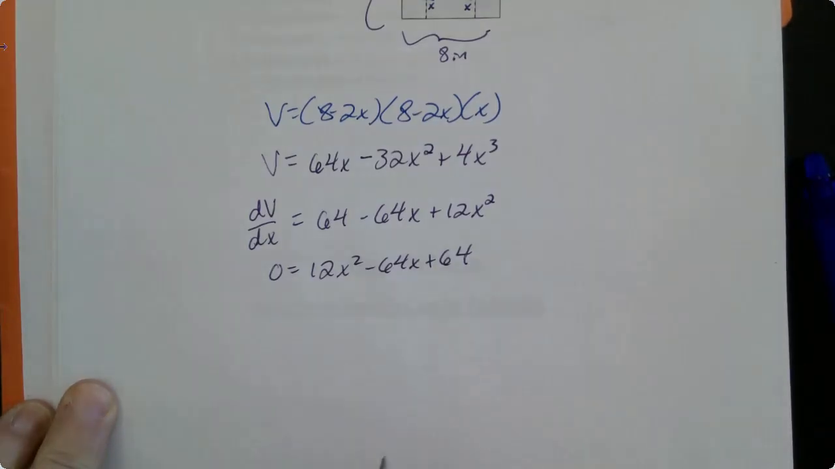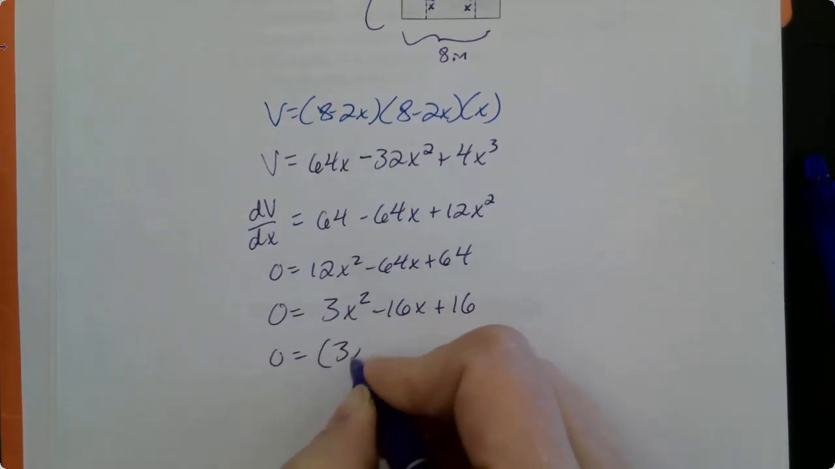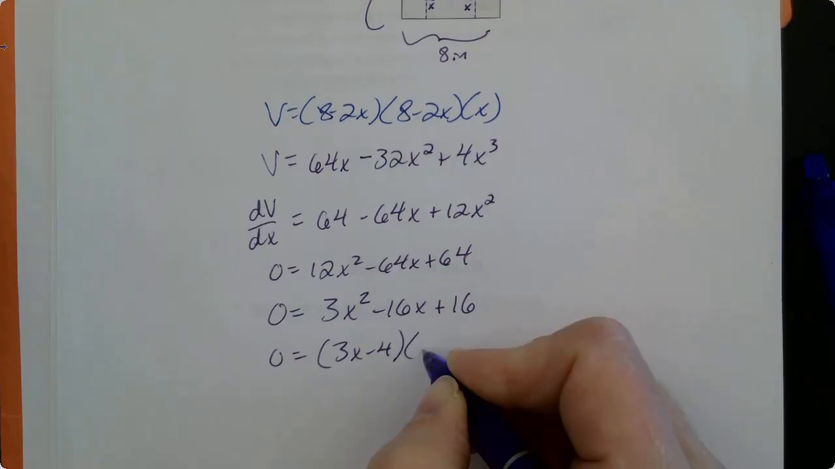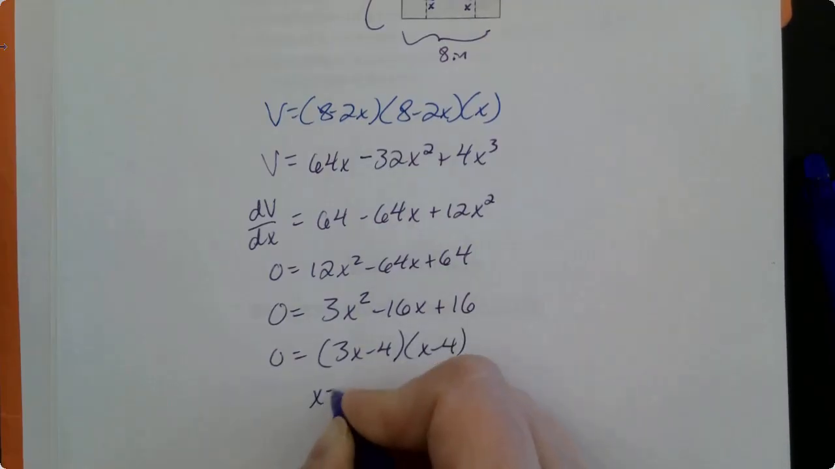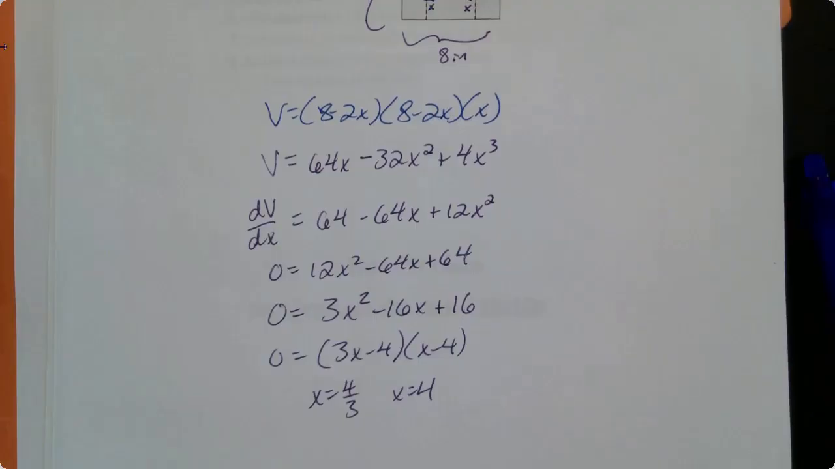Well, 64 is not divisible by 12, but it is divisible by 4. Yes, you can use polysmalt there. It does factor to be 3x minus 4 times x minus 4. So you're going to get 4/3, and you're going to get 4. So it seems like we really will need to do either the first derivative test or the second derivative test.